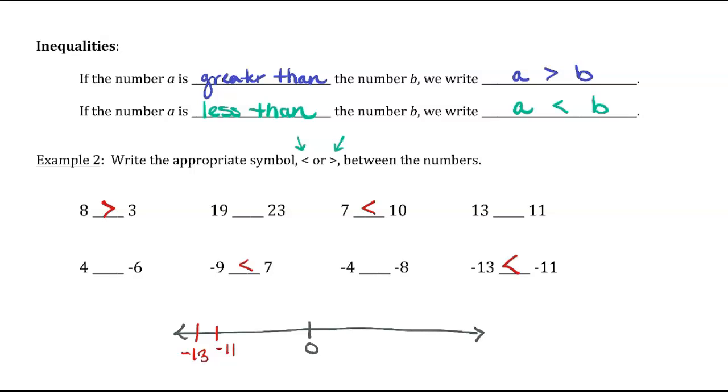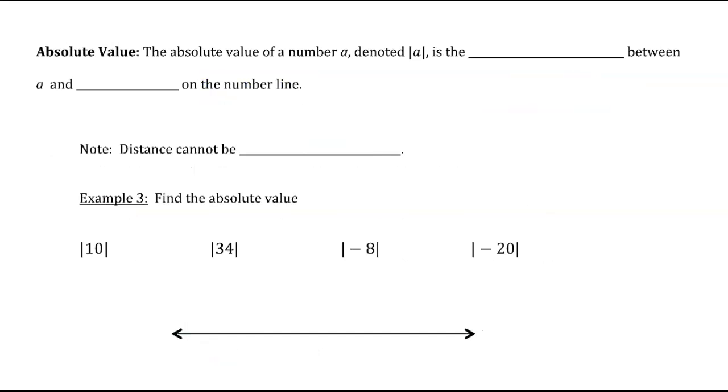Now let's talk about absolute value. The absolute value of a number a, which we write a with these bars on either side of it, is the distance between the value a and 0 on the number line. It's asking the question, how far away from 0 is a? Something to keep in mind that's really important is that distance cannot be negative. You would never say that I live negative 2 miles from school. That doesn't make any sense, right? We would say I live 2 miles from school, regardless of the direction. So distance is always a positive. In other words, absolute value as a distance is always positive.